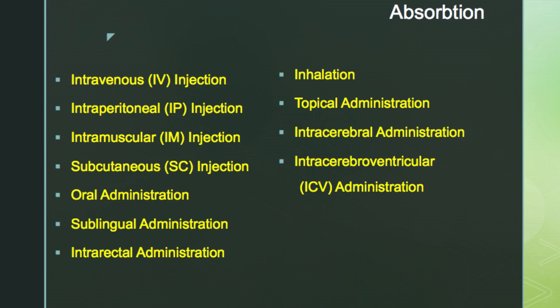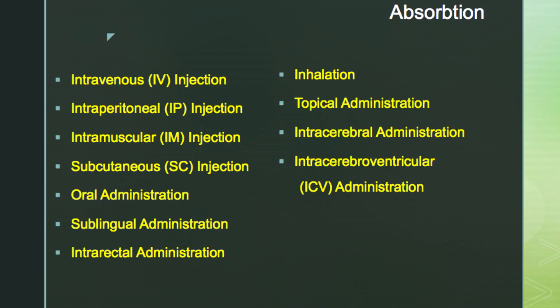So here's a list of ways that a drug is absorbed into the body. A lot of these are some pretty big words, so I'm going to go over them briefly. Intravenous injection, IV, is an injection of substance directly into a vein. The intraperitoneal injection, or the IP, is an injection of substance into the peritoneal cavity, which is the space that surrounds the stomach, intestines, liver, and other abdominal organs. Intramuscular injection, the injection of substance right into the muscle. Subcutaneous injection, which is injected right beneath the skin.